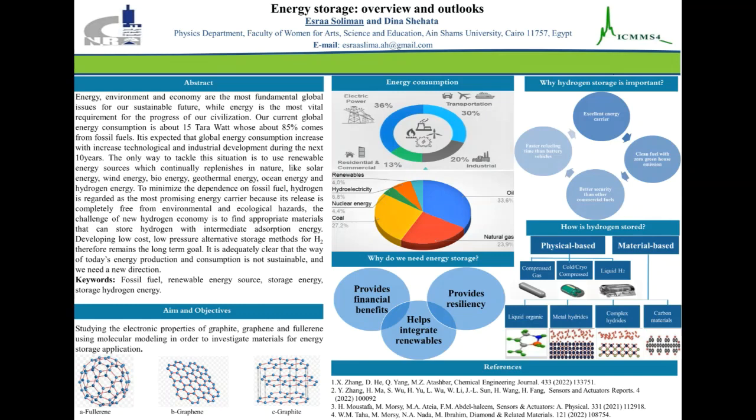Hydrogen is regarded as the most promising energy carrier because its release is completely free from environmental harm. And there are two ways to store hydrogen: physical based and material based. Physical based requires technological requirements that are costly, and the material based is the best way to store hydrogen, like liquid organics, metal hydrides, complex hydrides, and carbon materials.